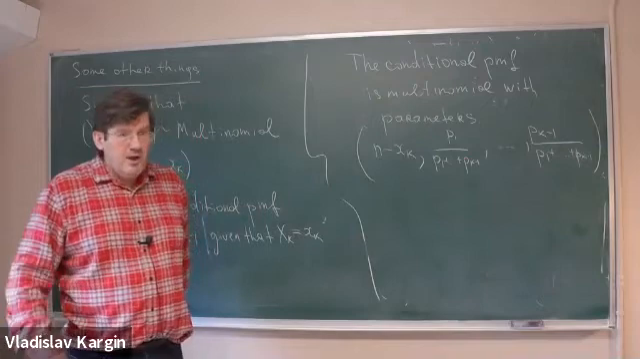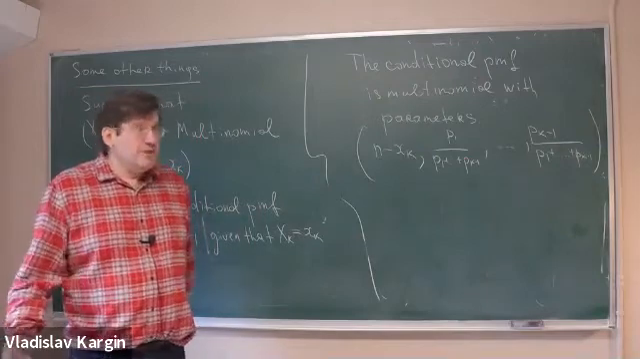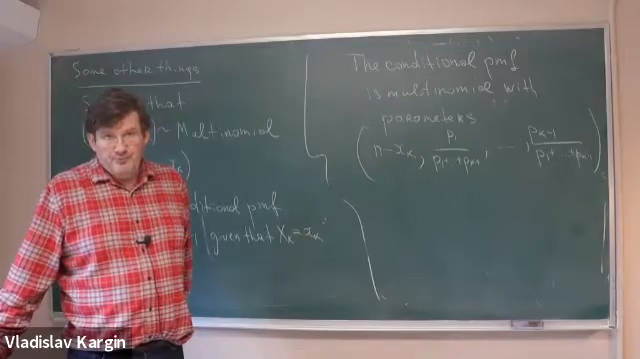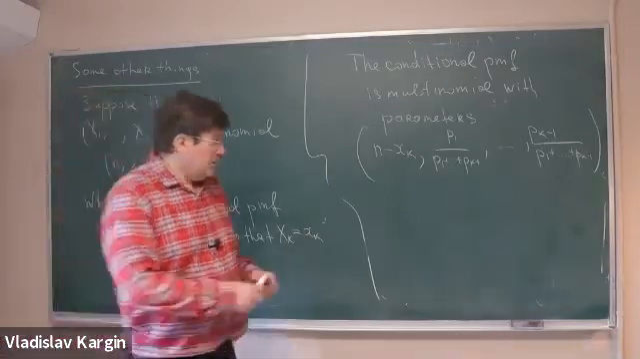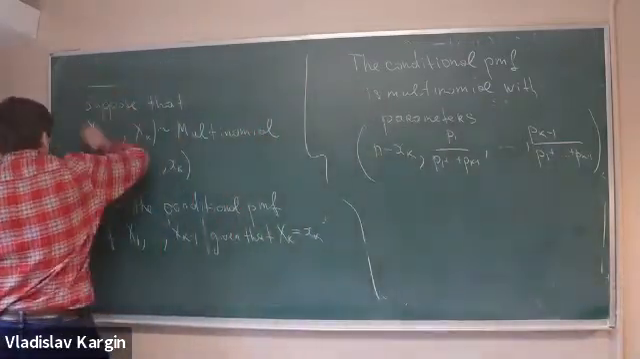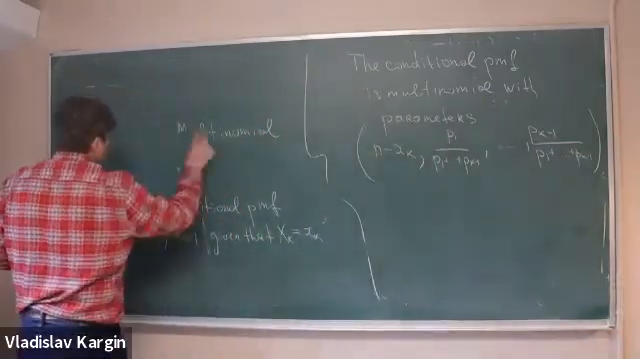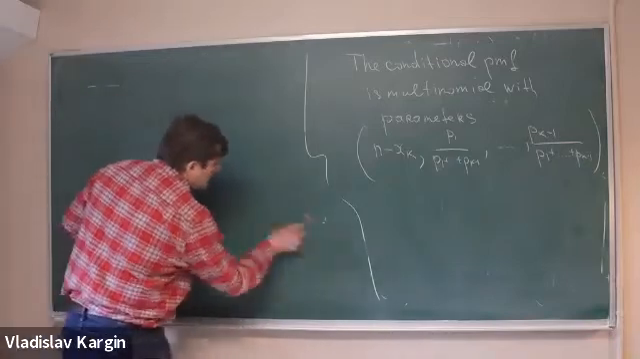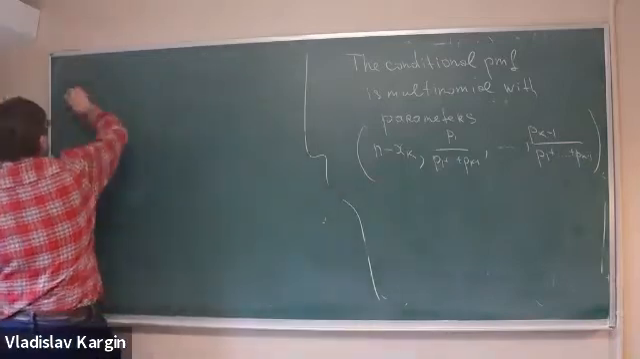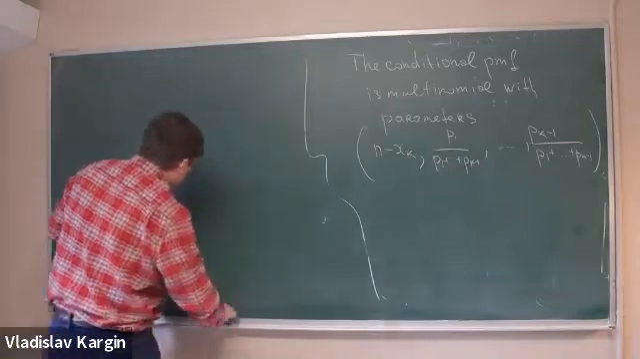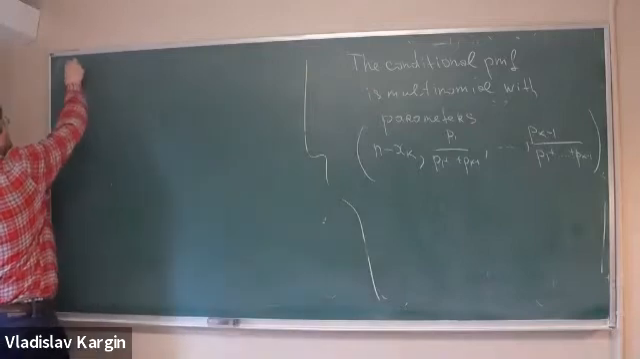We're running out of time. Another super important example is a multivariate normal distribution. So multivariate normal.